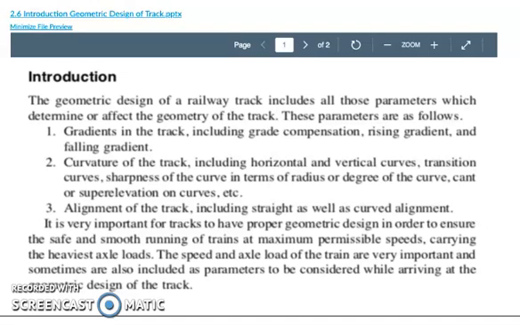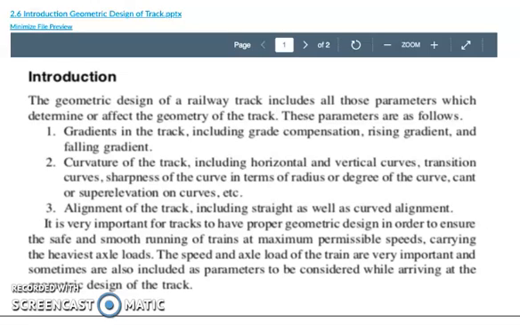So actually the degree of curvature is the angle between the radii lines. So the degree of curvature is inverse of radius. So the larger the degree of the curvature, the sharper the curve is.